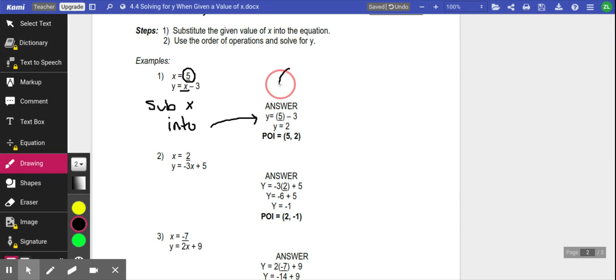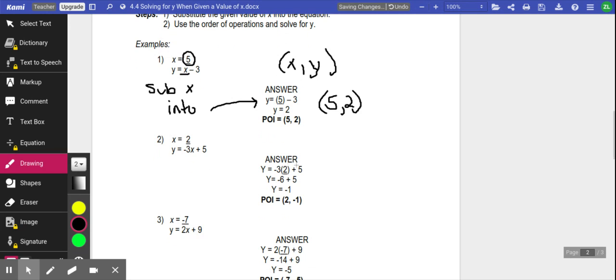And since we know that all coordinates are x and y, or x comma, sorry, y, we can get our point of intersection. So our x is 5 already, and then all we've done is sub the 5 in for the x, and we've gotten an answer of 2. Therefore, our coordinates, or that point in which the two lines intersect, is (5, 2).